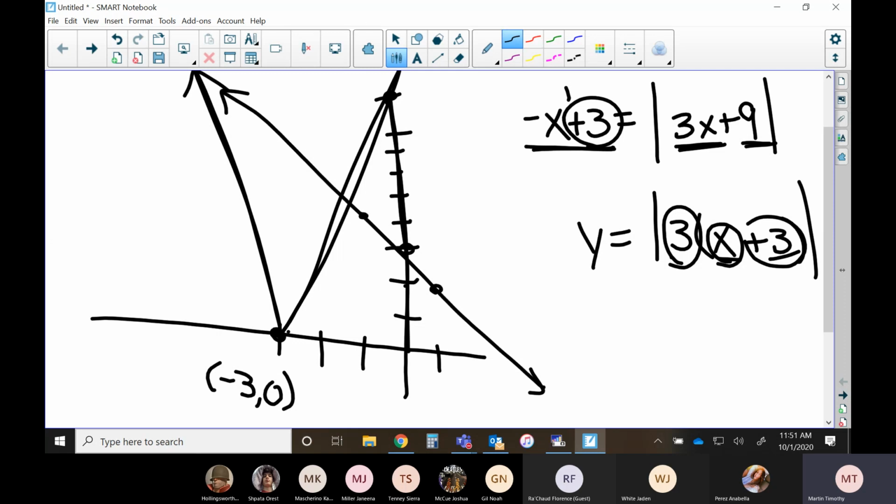How many times is this line and the V going to intersect? How does that help me out? They're going to hit twice. How does that help me out looking at your answer choices? What ones can you eliminate? You can eliminate C and D. Why? They only have one answer choice, and I know it's going to intersect twice.